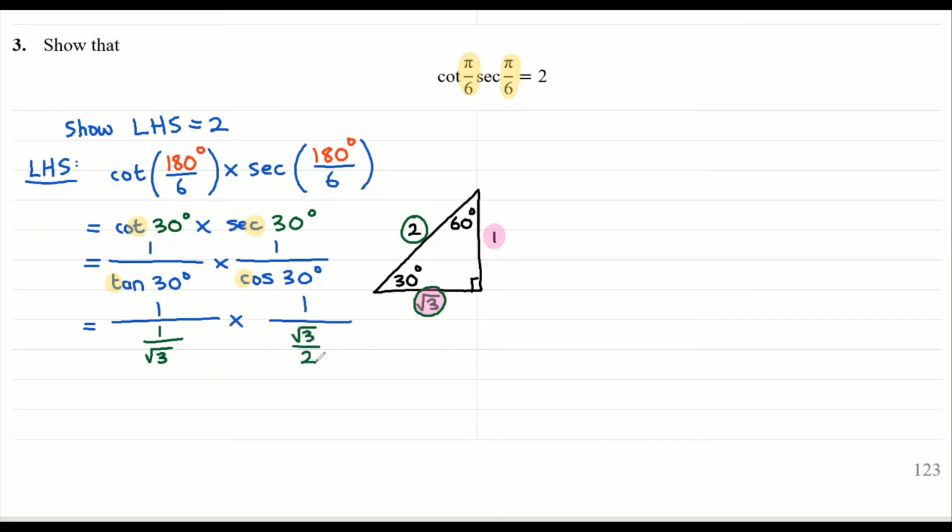Okay. Looks a bit ugly with fractions within fractions. If we reciprocate each of these, let's see what we get. So 1 over root 3 is just going to be root 3, of course. And then if we reciprocate root 3 over 2, that's going to be 2 over root 3. And then you jump for joy because you'll notice the root 3's will cancel. So you're just going to be left with 2. Okay, so you can hopefully see the cancellation here and here.